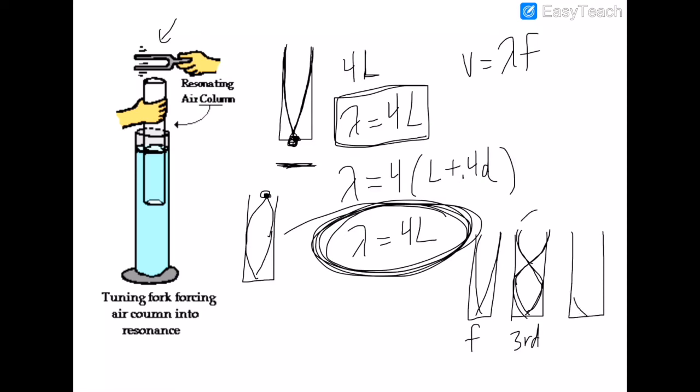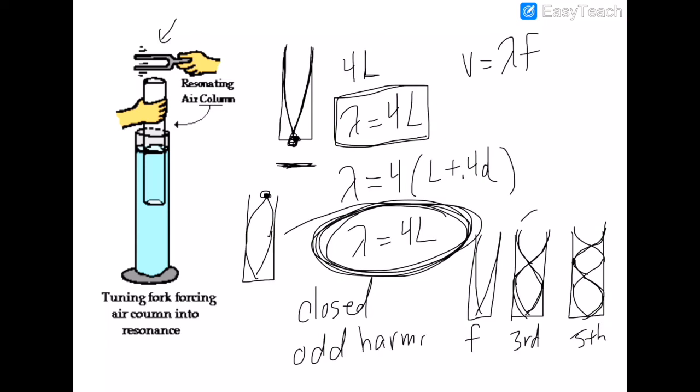But it could go like this. It could vibrate at a fifth harmonic. 1, 2, 3, 4, 5. Right? I'll show that with an arrow. It'd go 1, 2, 3, 4, 5. That'd be a fifth harmonic, and it could vibrate at that. So for closed tubes, you only get odd harmonics, because you can only force the column of air to vibrate at the odd harmonics. That's the only way you can do it.